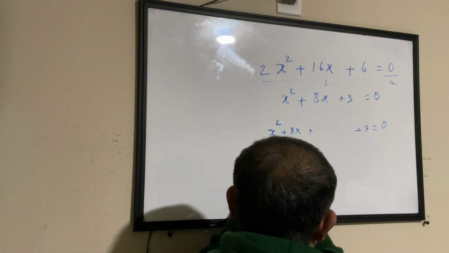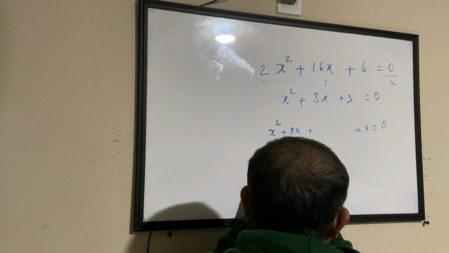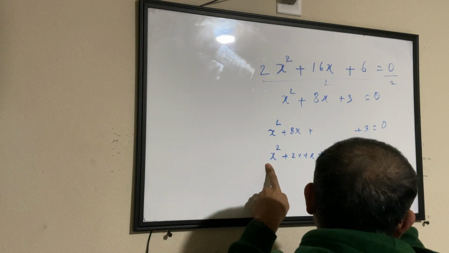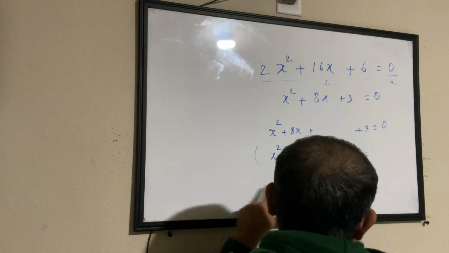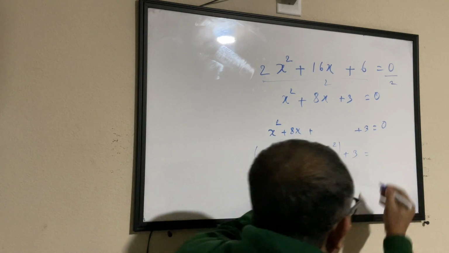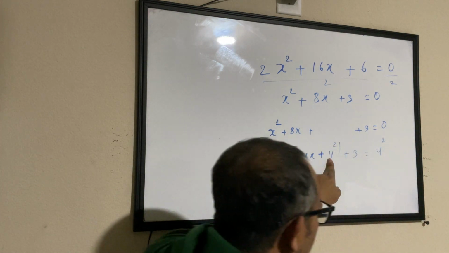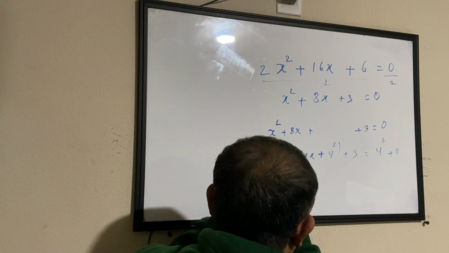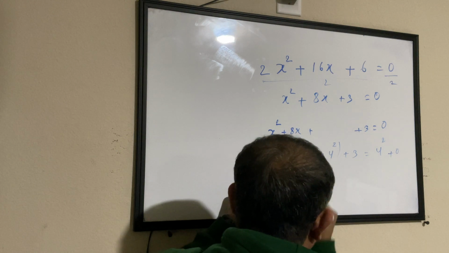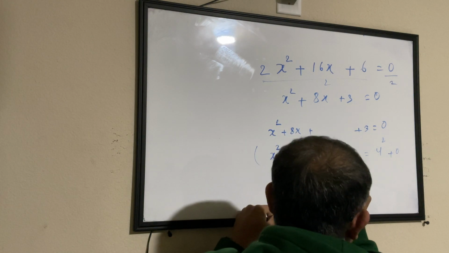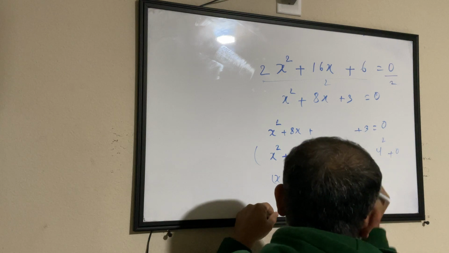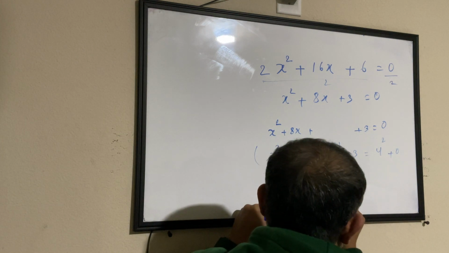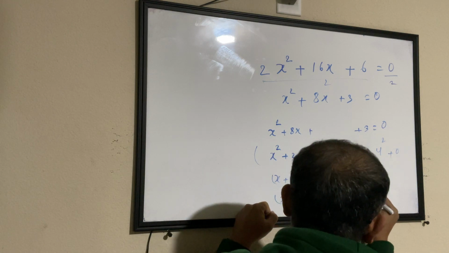So a square plus 2ab plus b square, this is my b, so this will be my b square. Plus 3 will be... So if you look at this, what did I do? I added 4 square here, so I had to add 4 square this side also. So what I had as a 0 before, I added this part. So this becomes x plus 4 whole square plus 3 equal to 4 square, which is 16. So x plus 4 square equals 16 minus 3, which is 13.